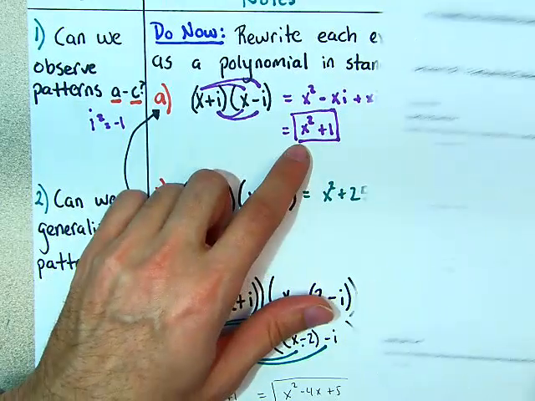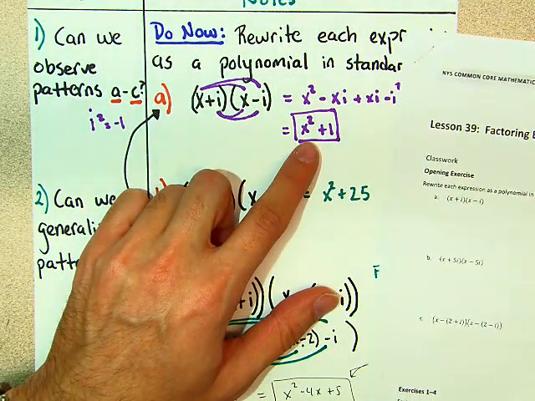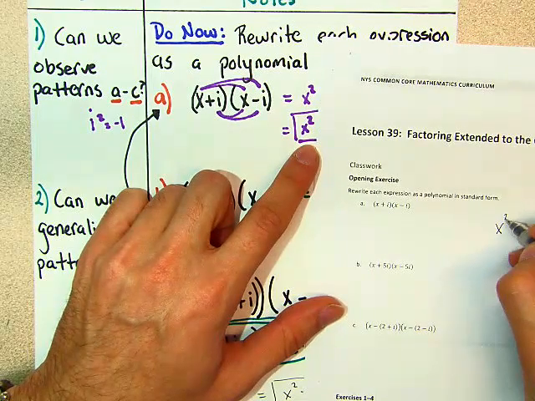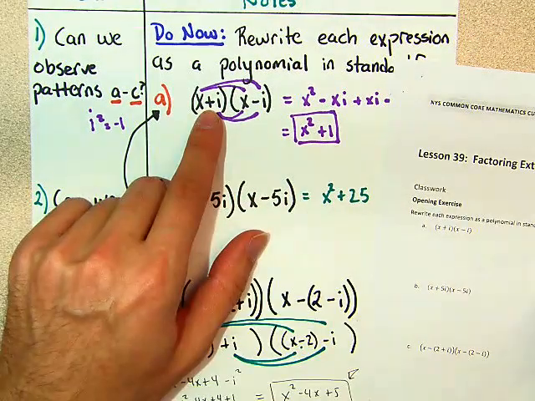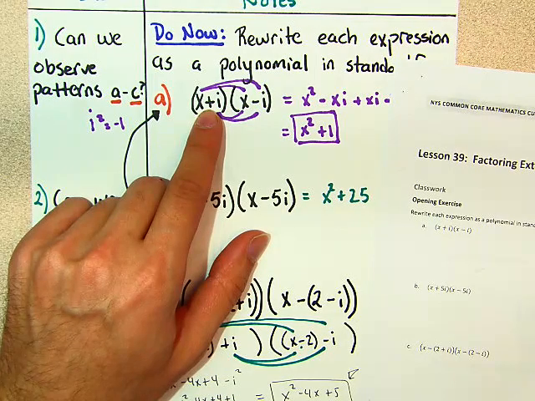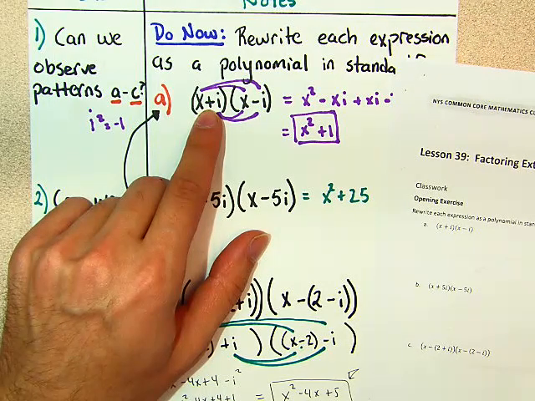Here, notice that if this was equal to x squared plus 1, isn't x squared plus 1 equal to this, x plus i, x minus i, right?